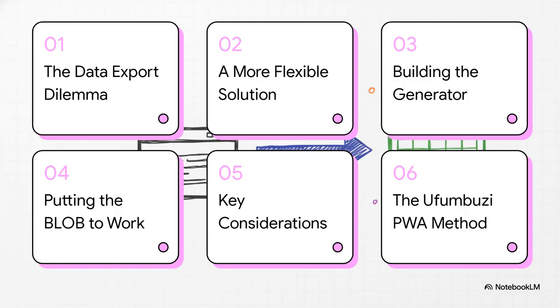Okay, so here's our game plan. We'll start with the data export dilemma, then talk about this more flexible solution. After that, we'll dive into building the actual SLK generator and putting that blob to work. We'll also cover some important things to keep in mind and wrap it all up with the Symbolic PWA method.